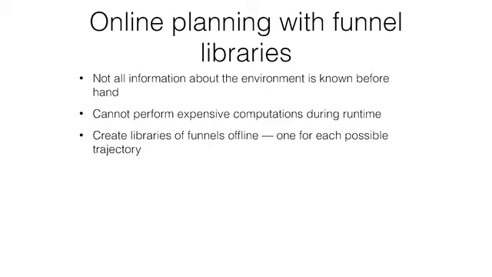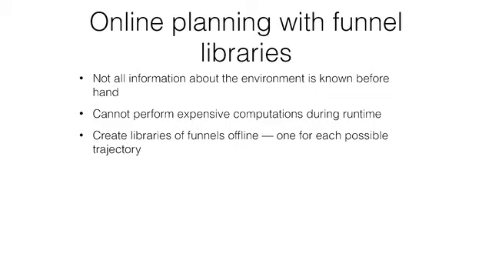Okay, so far it's all about offline planning. So we assume that we know everything about the environment, like where the obstacles are, but that's not always true in the real world. You do not know all the obstacles beforehand, and you get to know them as you move through the space. One problem with online planning is that you cannot do any expensive computations during runtime. And all of these funnel calculations are very expensive. It requires solving an optimization problem and takes a couple of hours to finish. So you cannot compute funnels on the fly.